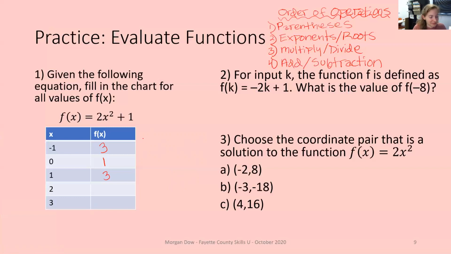Okay, so we're going to have an input of 2 next. 2 times 2² + 1. 2 squared means 2 times 2, which is 4.